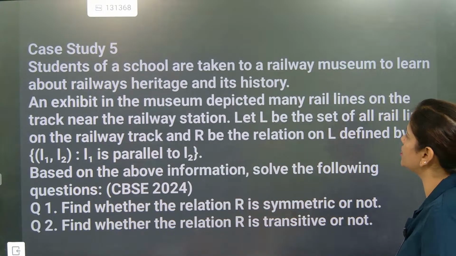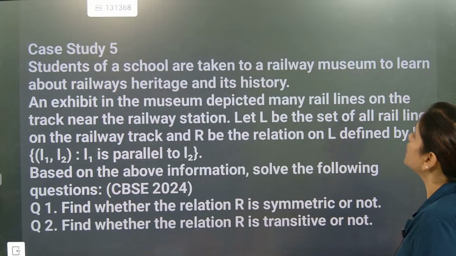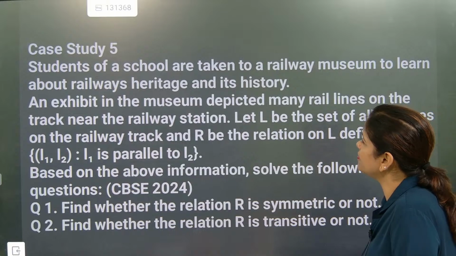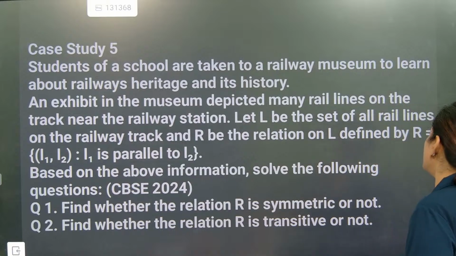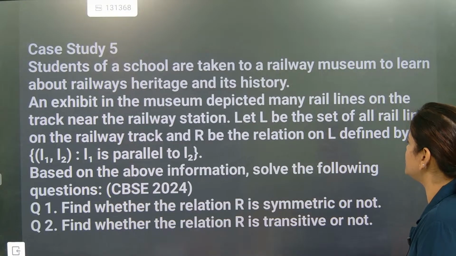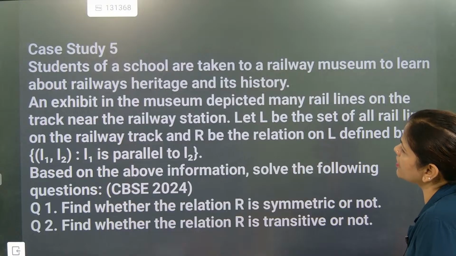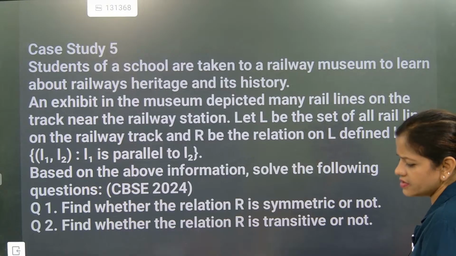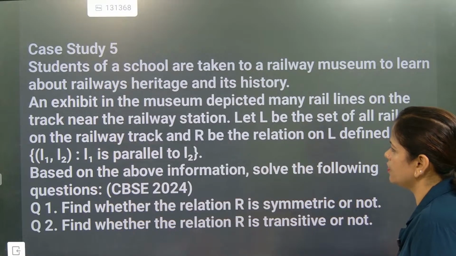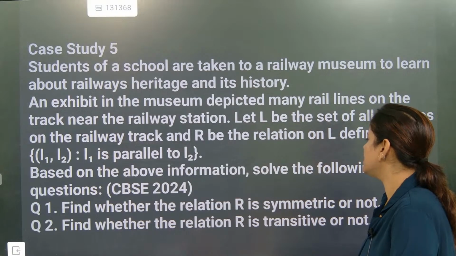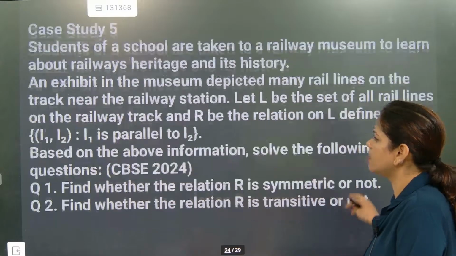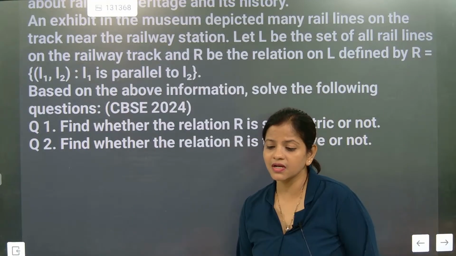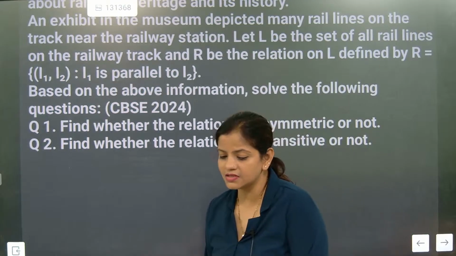Students of a school are taken to a railway museum to learn about railway heritage and its history. An exhibit in the museum depicted many rail lines on the track near the railway station. Let L be the set of all rail lines, and R is a set where L1 is parallel to L2. Now find whether the relation R is symmetric or not. This has to be solved. Understood? So here, beta, it's a clear cut question and clear cut answers are to be given.